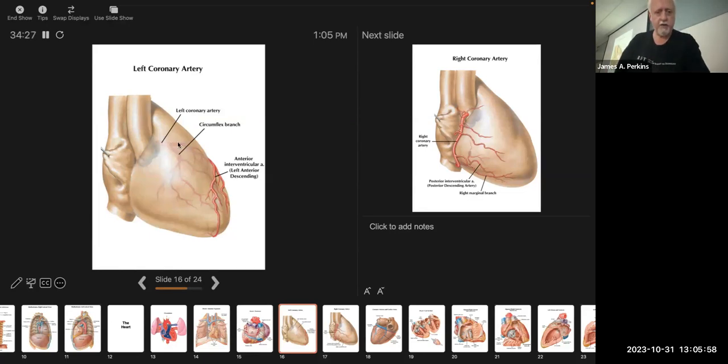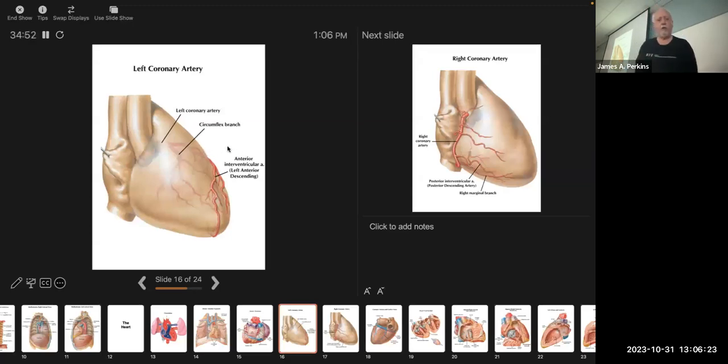One of those branches is going to wrap around towards the front of the heart, and it's going to lie in the groove between the left and right ventricles, called the interventricular groove. So this is known as the anterior interventricular artery. It's anterior because it's lying on the front of the heart, and interventricular because it lies in that groove between the left and right ventricles.